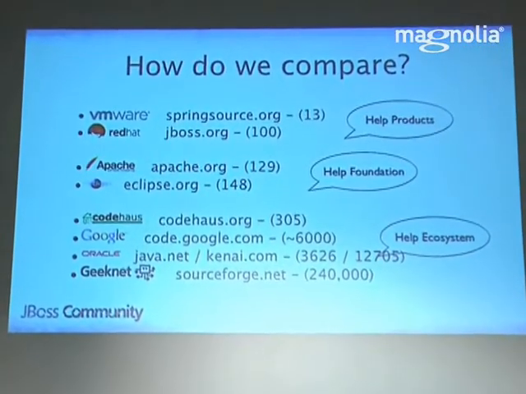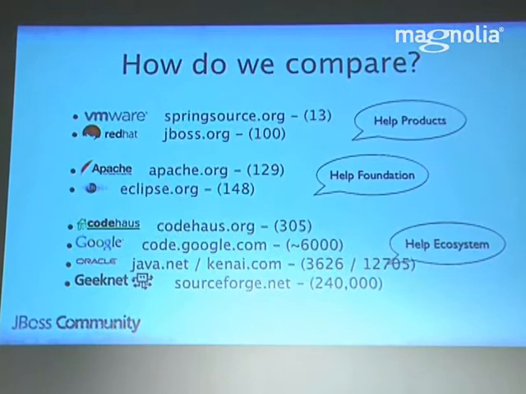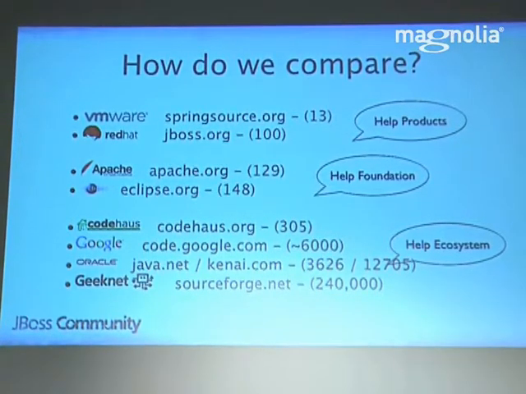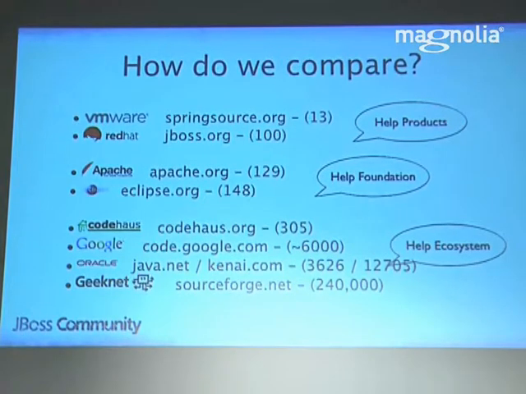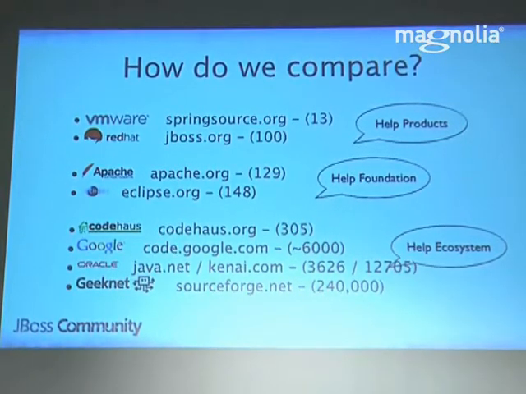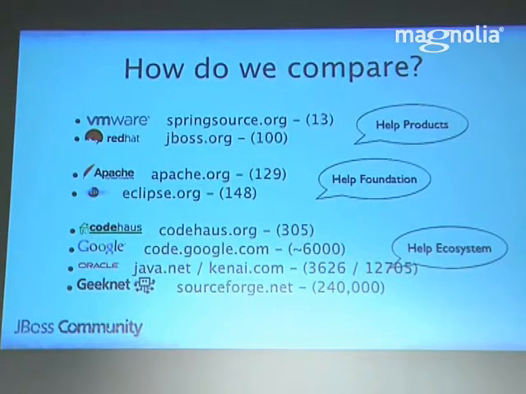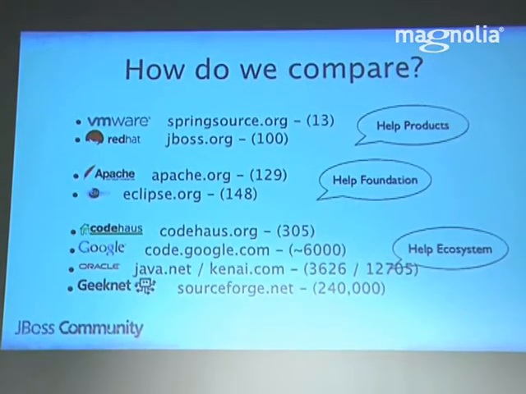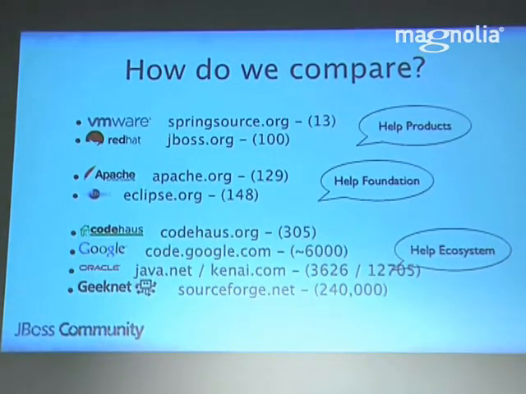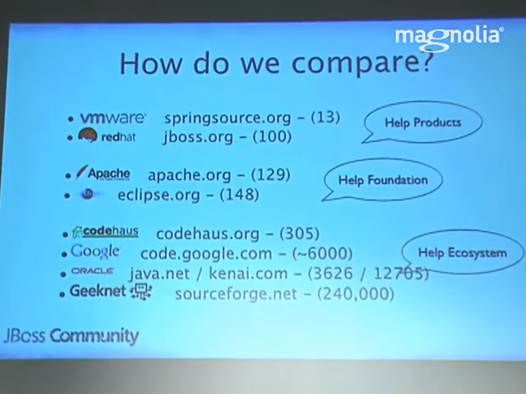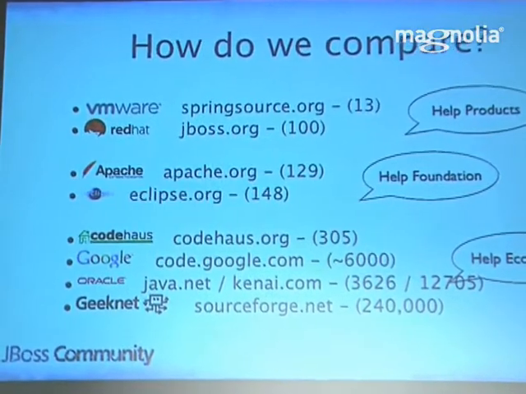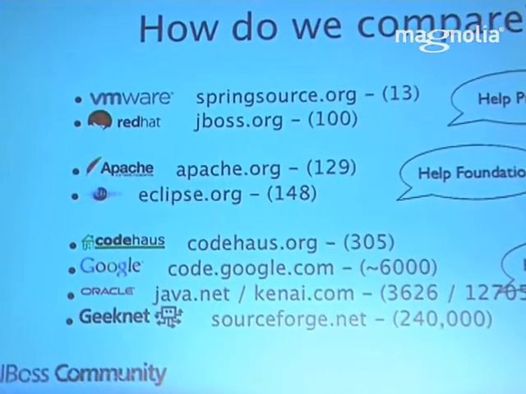Above that, we have foundations, so Apache and Eclipse. So the point of these websites is to further the agenda of the foundation. In Apache's case, it's to spread Apache licensed software, using the governance model that Apache have. And with Eclipse, it's to obviously build out the Eclipse platform for tooling. So multiple companies typically sponsor these sites.